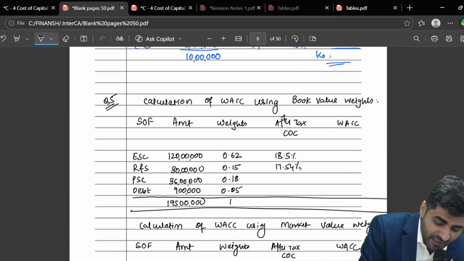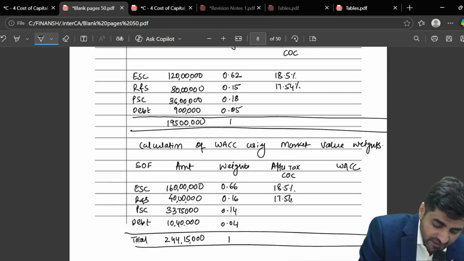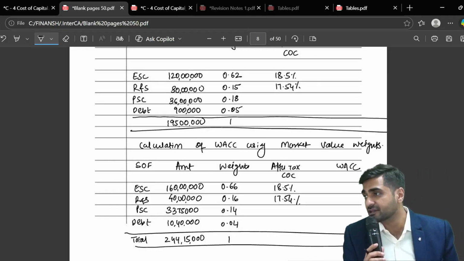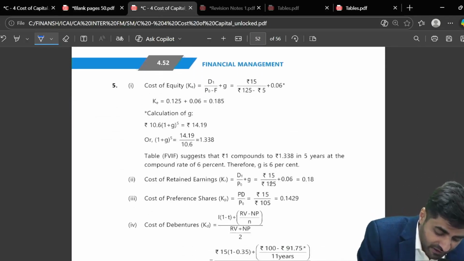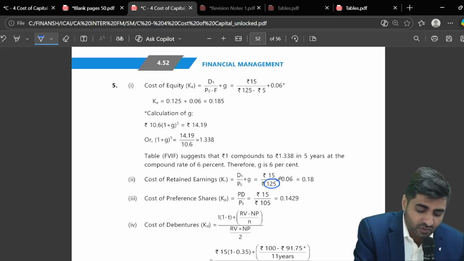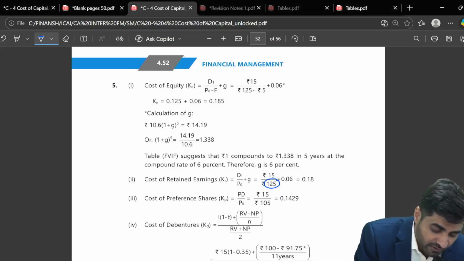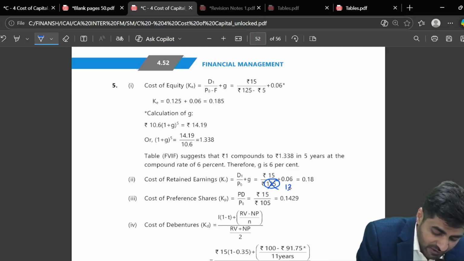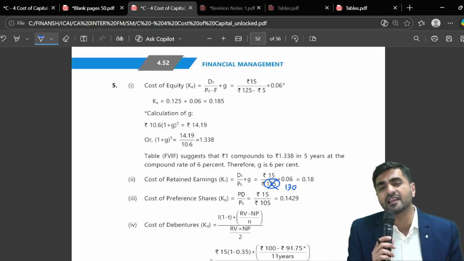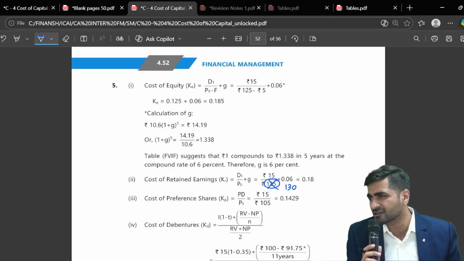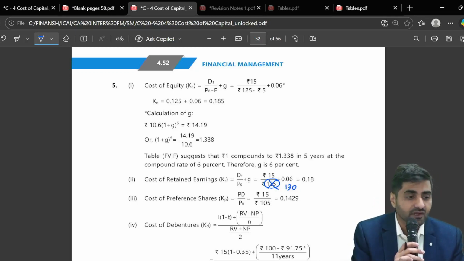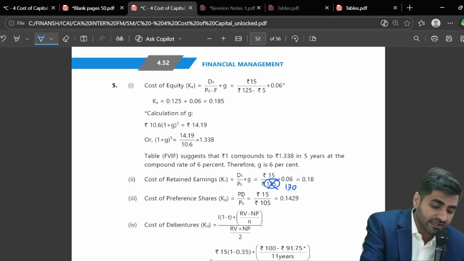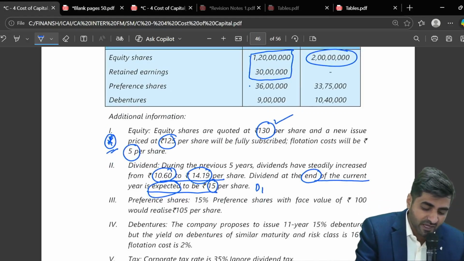Can I go and substitute my KR also? Yes or no? Yes, sir. I can substitute my KR also, 17.54%. Now here what ICAI has done is, by mistake they have taken 125. It should not be 125. It should be 130 rupees. This is the error. In the illustration which we did, illustration 12 or something, they had taken the market price only. But here it's a mistake. Convinced everyone? Okay.